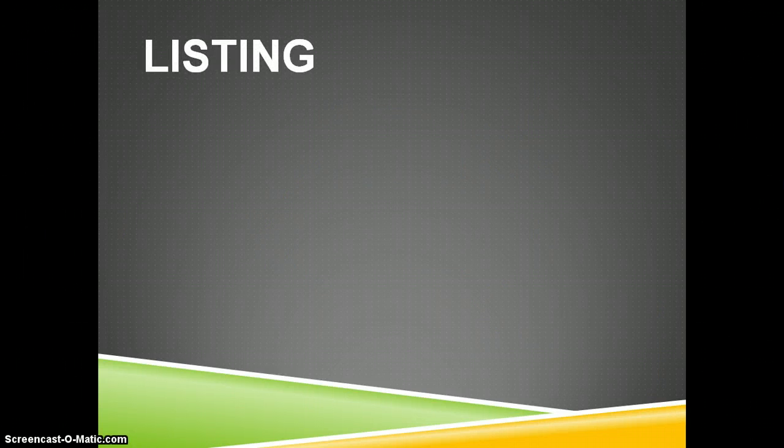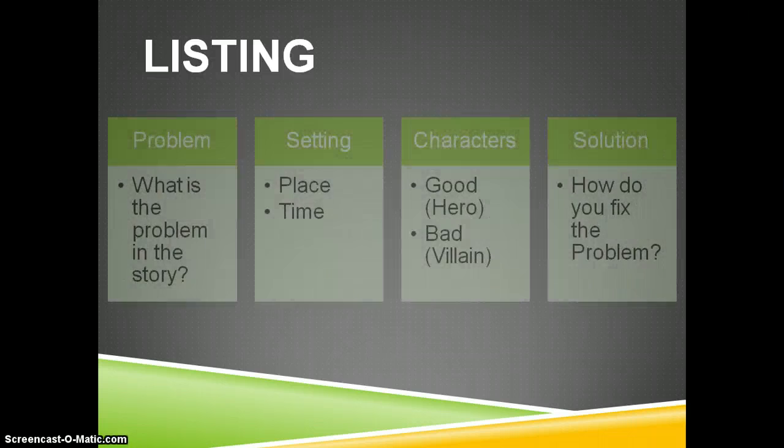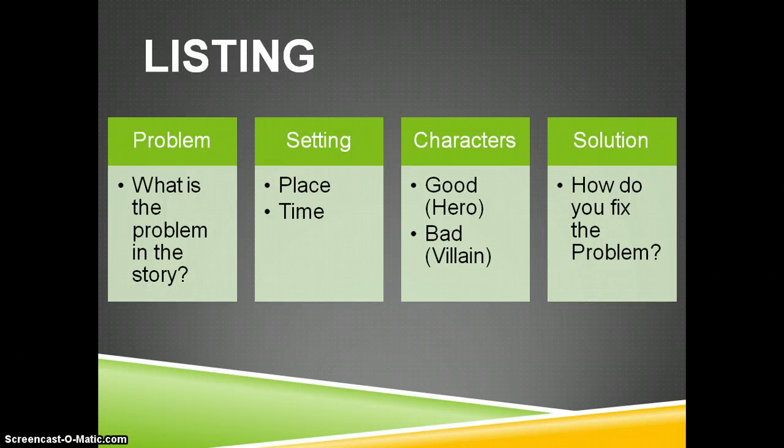Listing helps brainstorm by writing as much as possible about the topic. I will ask the class what kind of list people make every day. Examples are grocery list, to-do list, homework assignments, chores, and chore lists. Listing helps generate topics and can also help create main points of a story. In this example, problem asks, what is the problem in the story? Setting is the time and place. Characters are good, which are the heroes, and bad, which are the villains. Solution, how do you fix the problem?